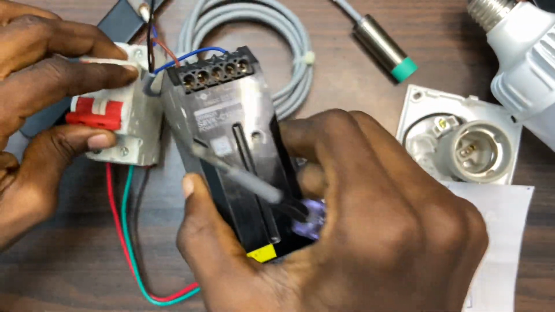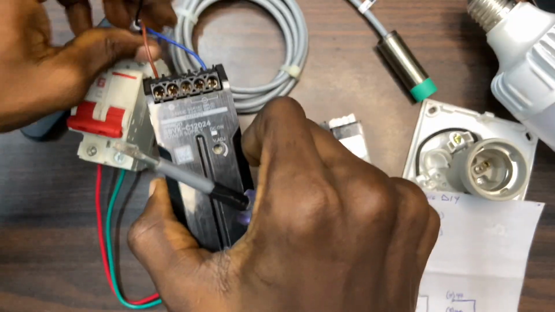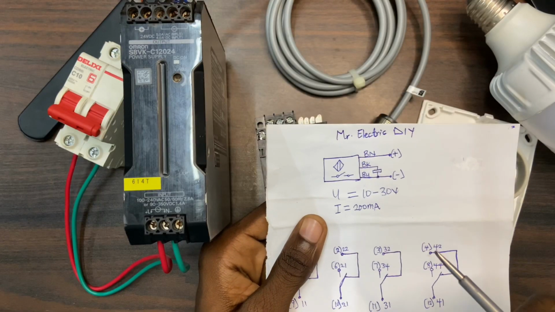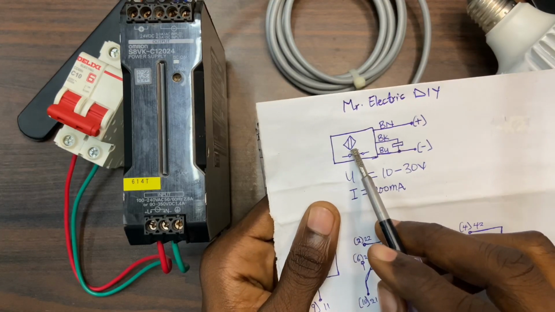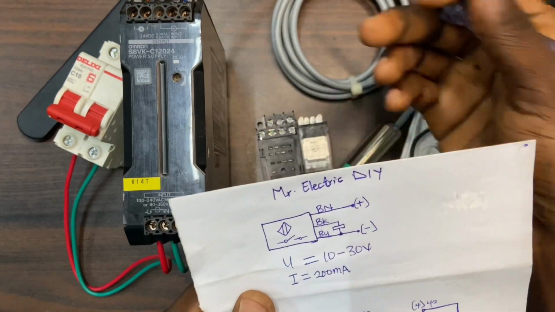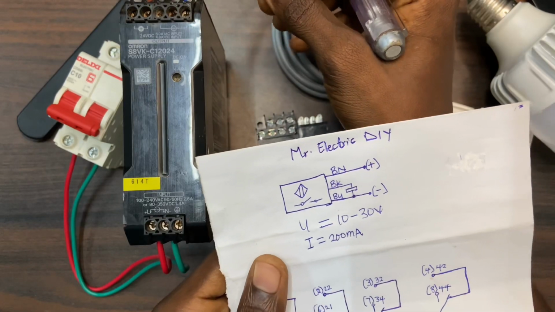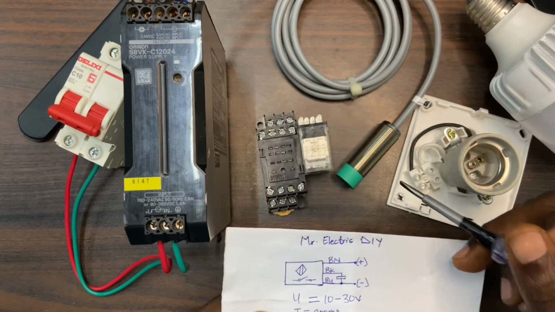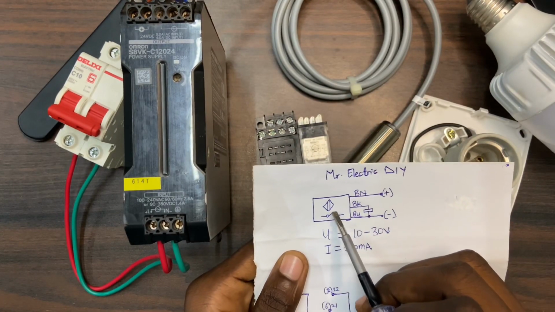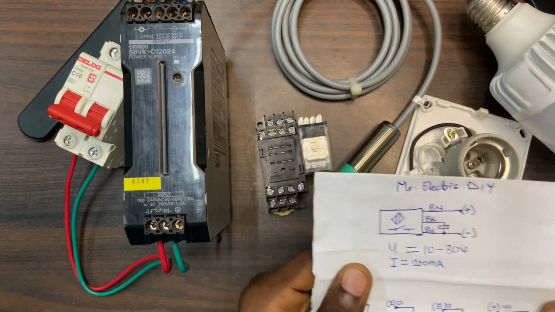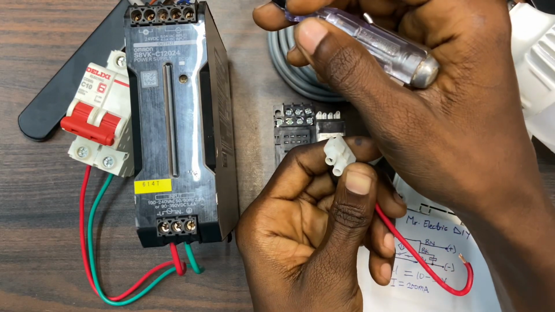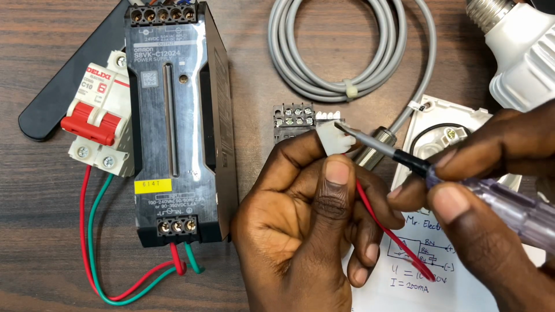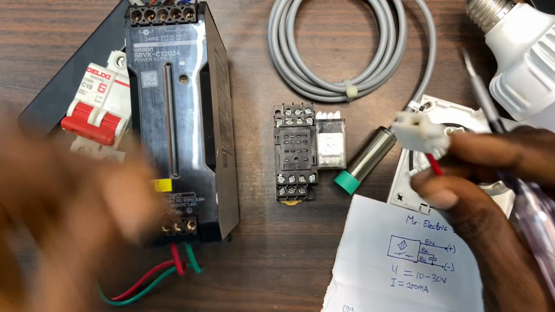Now this is the output, the black. When the proximity sensor detects the presence of an object, this open here is going to close, and then there's going to be a current flowing through this black cable to the relay. That is what is going to happen when this open closes. What I'm going to do is to connect this positive side, the output, to this connector, and from the connector to the relay.